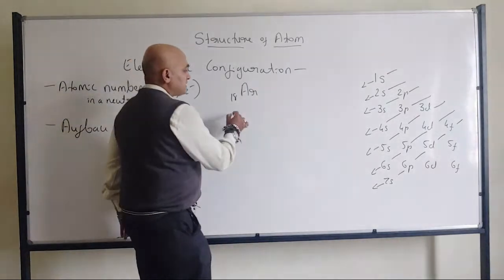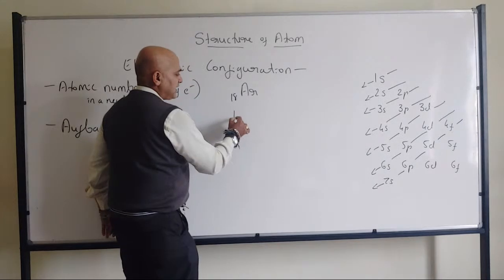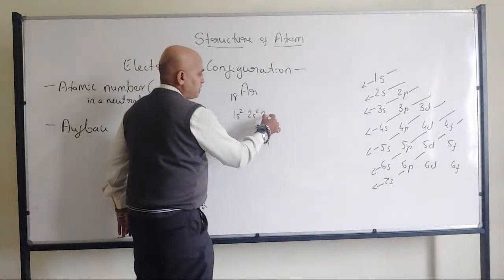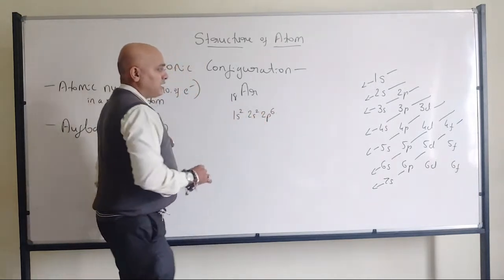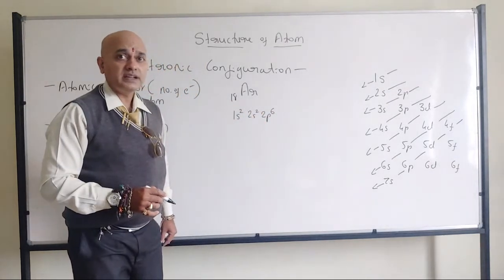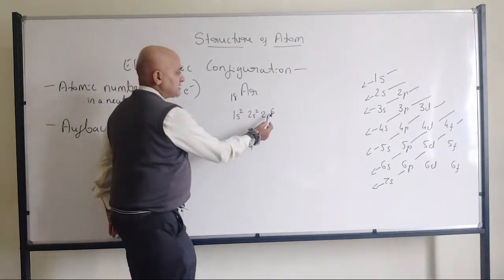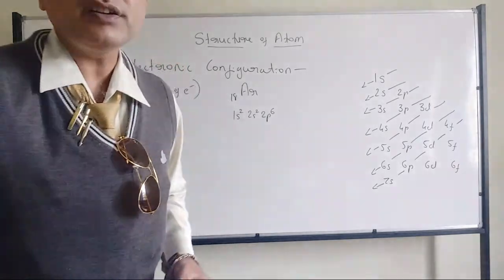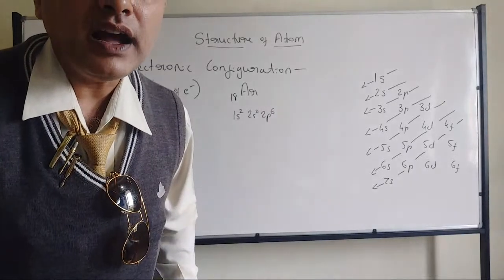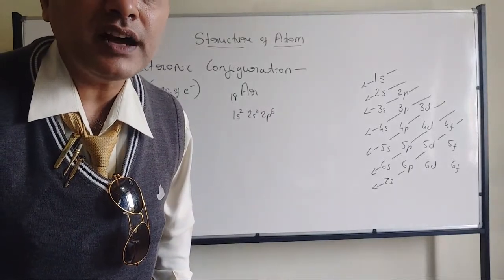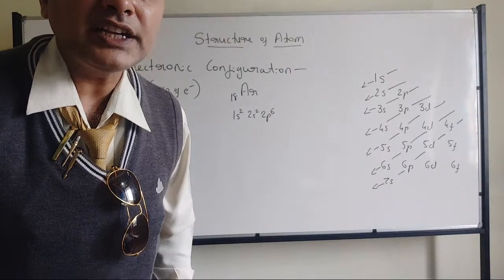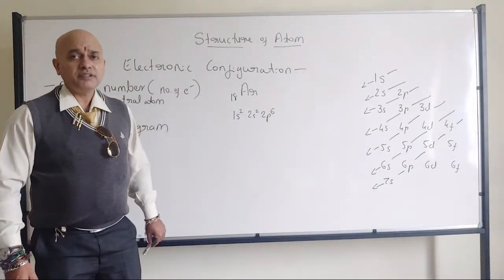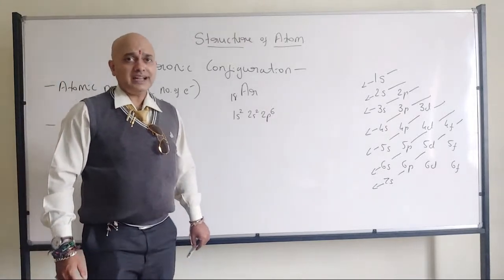Right? So for that, the electronic configuration can be 1s2, 2s2, 2p6. So total how many electrons are over? 10 electrons are over. 6 plus 2, 8, plus 2, 10. As there is only one electron in the last orbit, it's very reactive. That one we are going to discuss in periodic classification.